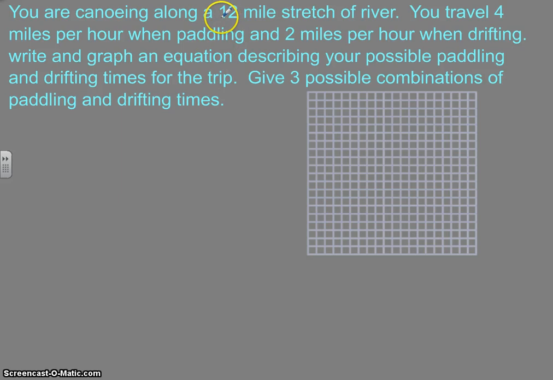You'll probably have a total. So let's read this. You're canoeing along a 12-mile stretch of river. You travel 4 miles per hour when paddling and 2 miles per hour when drifting. Write and graph an equation describing your possible paddling and drifting times. We're looking for times, okay? Give 3 possible combinations of paddling and drifting times.